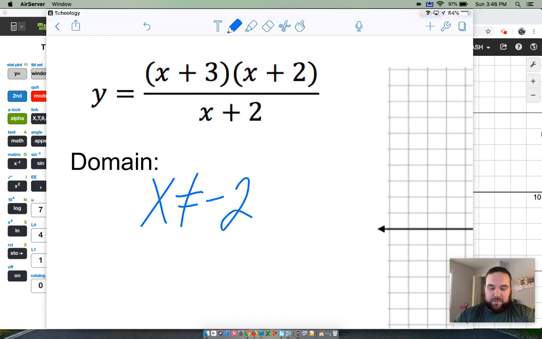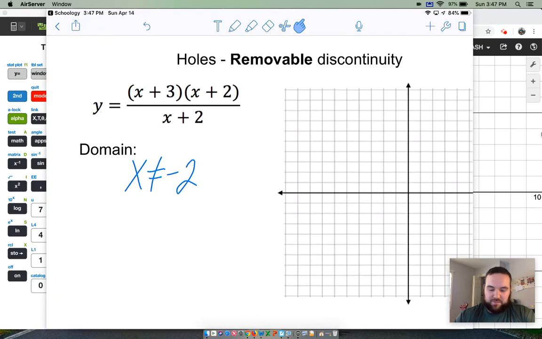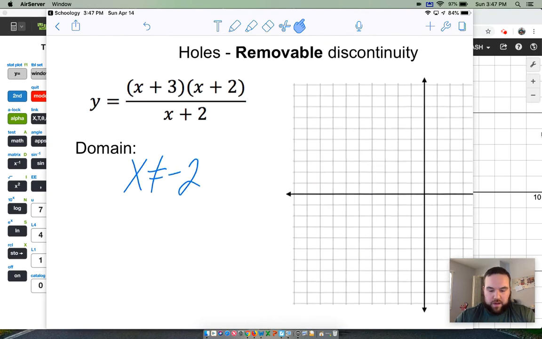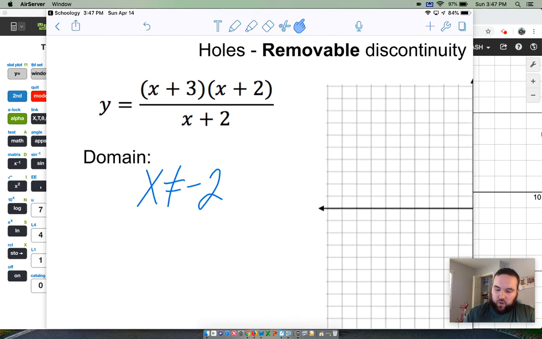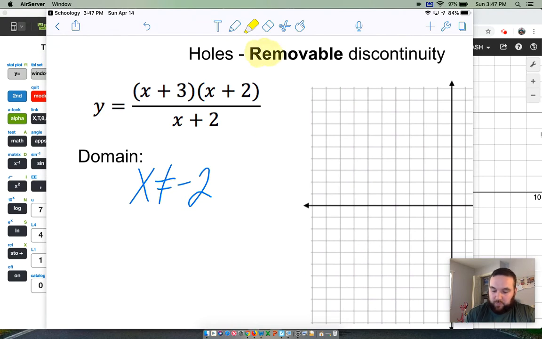But what's going to happen is this graph actually makes a hole. At negative 2, there's going to be a hole in the graph. And the reason is because a hole comes from what we call a removable discontinuity. In order to be removable, all that means is that factor, that x plus 2 in this case, shows up on both the top and bottom of the fraction. And if that's the case, I can essentially cancel this out and simplify this into y equals x plus 3.